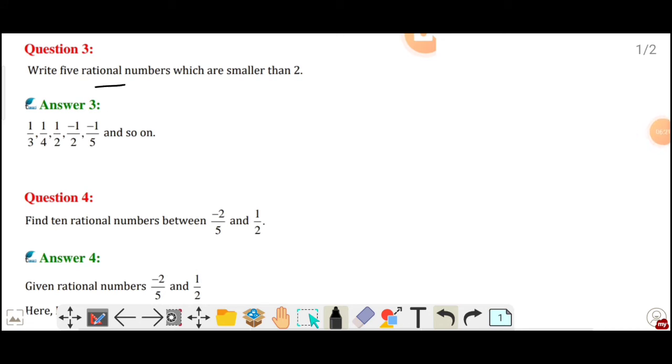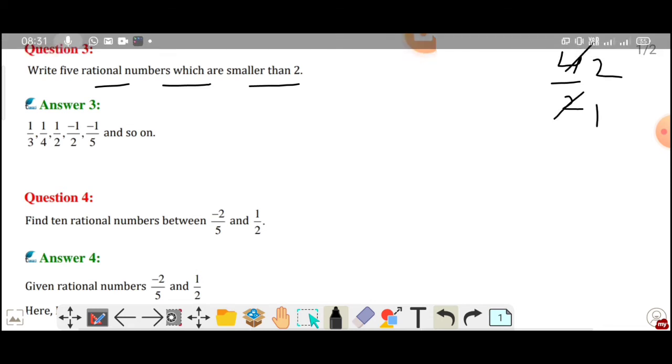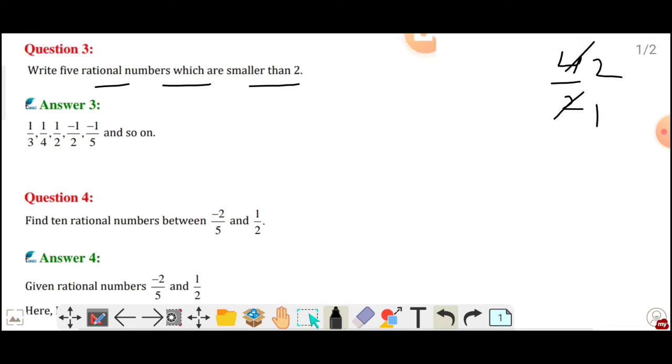Next, question number 3. Write 5 rational numbers which are smaller than 2. You need to write 5 rational numbers which are smaller than 2. They gave 2, so write 2 in the form of a rational number so that it becomes very easy. 2 can be written as 4 by 2. Correct or wrong? 4 by 2 is nothing but 2 only. How? 2 ones are 2, 2 twos are 4. It means 2 came. 2 can be written as 4 by 2.